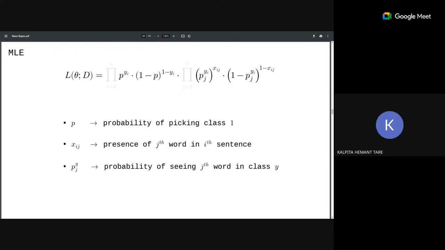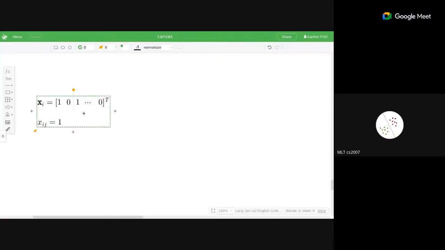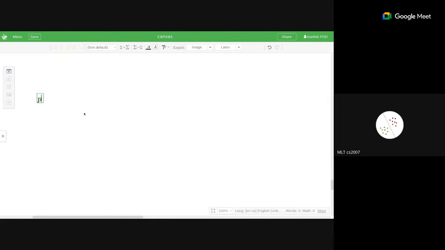Probability of seeing the jth word in the yth class for feature xij, or for the presence of the jth word in the ith sentence. That's correct. Yes, you're correct. So what is the probability of seeing the jth word in the ith sentence from class yi? Okay, so I just go here and rewrite this particular expression. I make it larger.